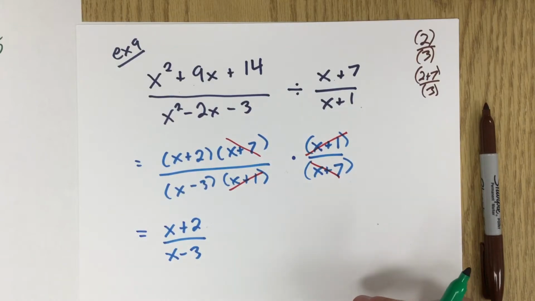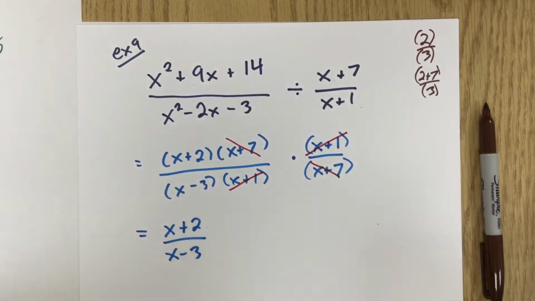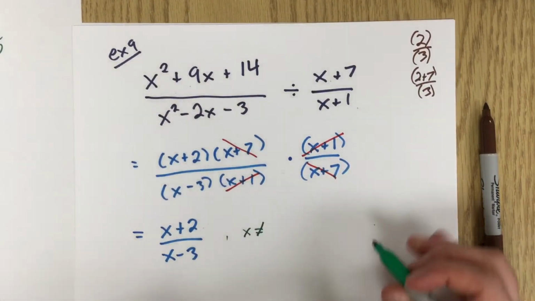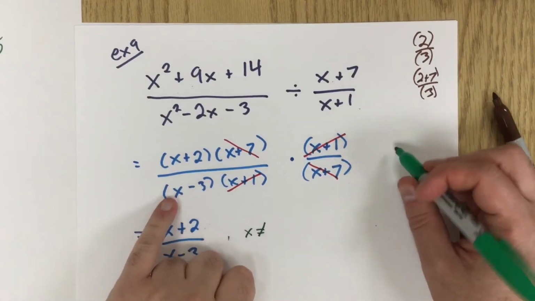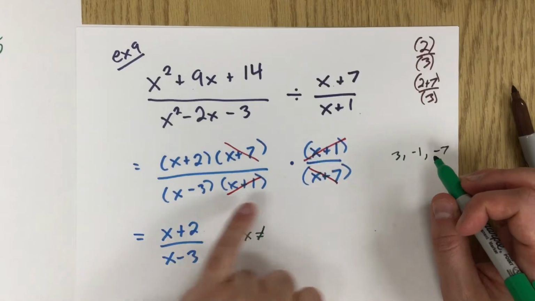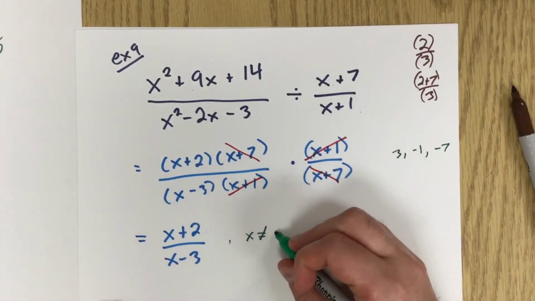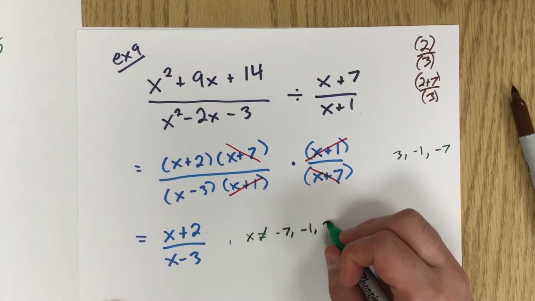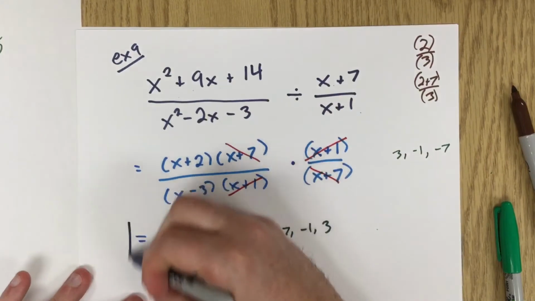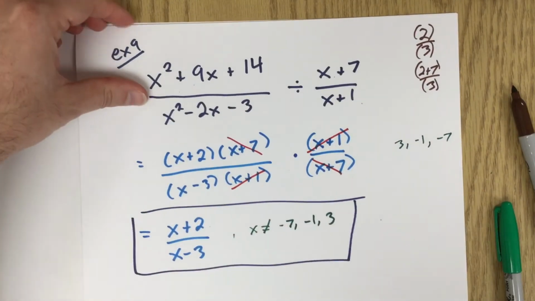Maybe this is why I should have written it as division first. So x cannot be, the restrictions are going to be 3, -1, -7, and -1 again. That's about it. So it's going to be -7, -1, and 3. So this divided by this comes down to a relatively pretty result of that.